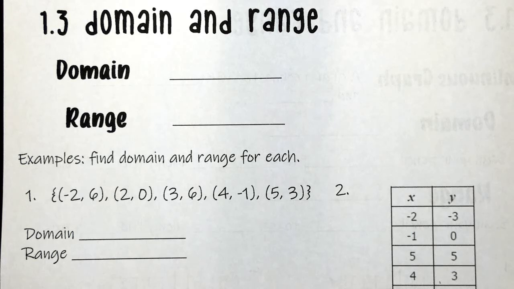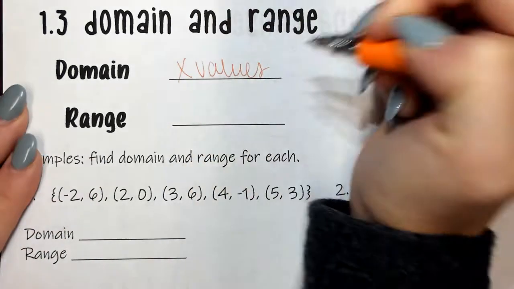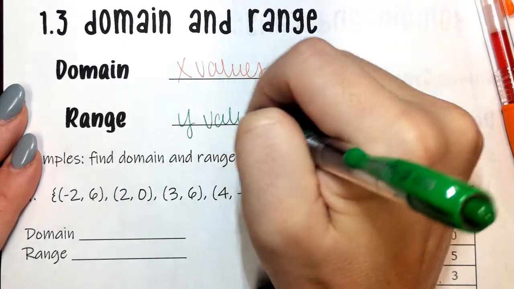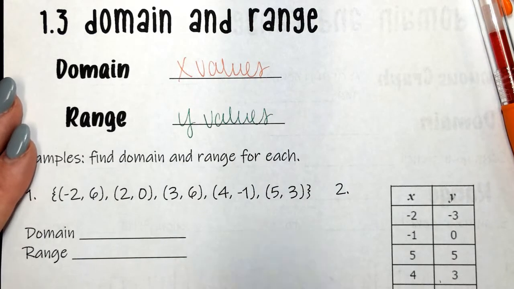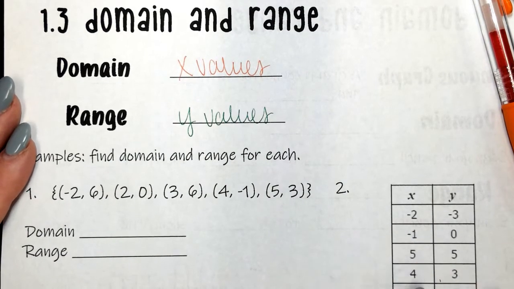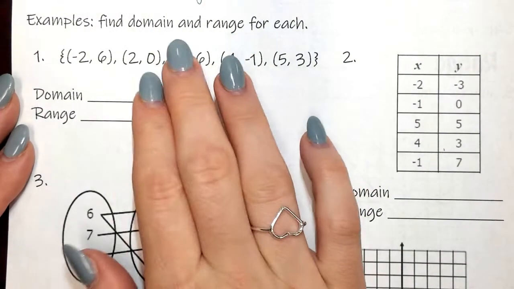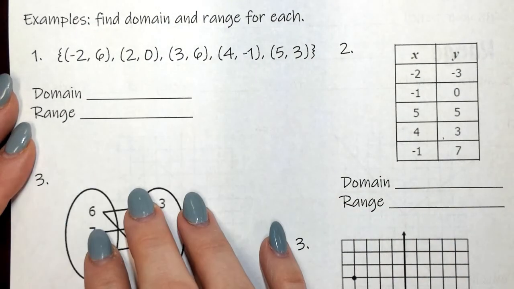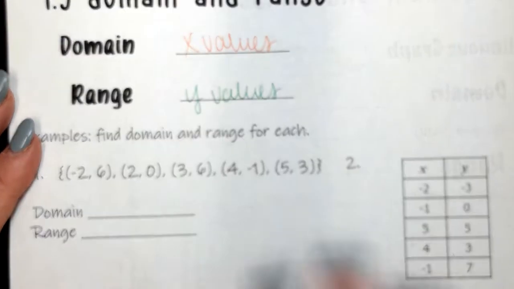Let's look at domain and range. So domain is going to be our x values, and range is going to be our y values. And I say going to be, that's the definition of it. Domain is our x values and range is our y values. So first we're going to look at when we're given points, when we're given a table, and when we're given a mapping, how we find the domain and range, and how we note that.